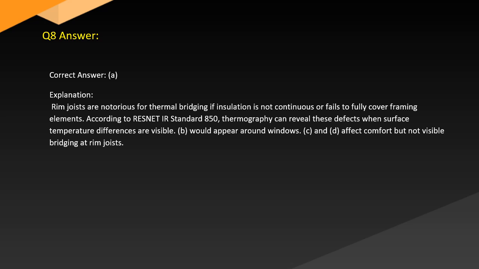Correct answer: A. Explanation: Rim joists are notorious for thermal bridging if insulation is not continuous or fails to fully cover framing elements. According to RESNET Standard 850, thermography reveals these defects when surface temperature differences are visible. B. Would appear around windows. C and D affect comfort but not visible bridging at rim joists.